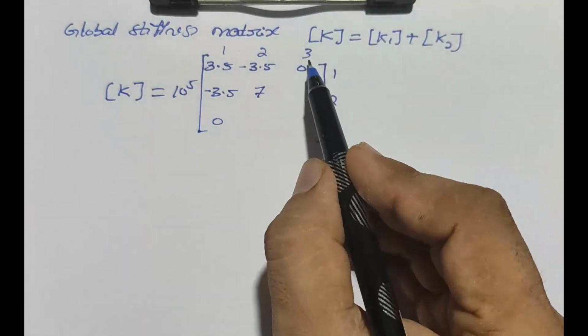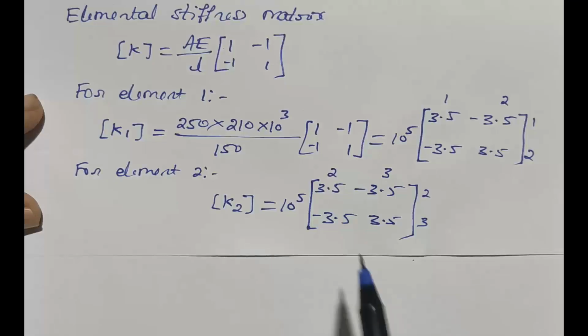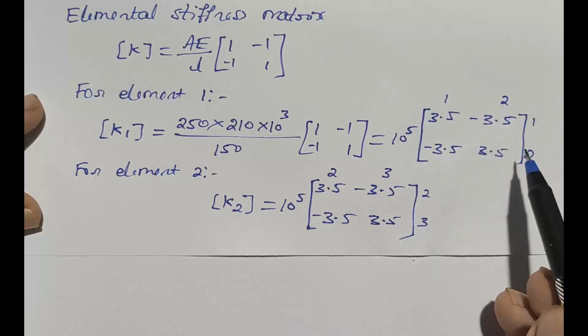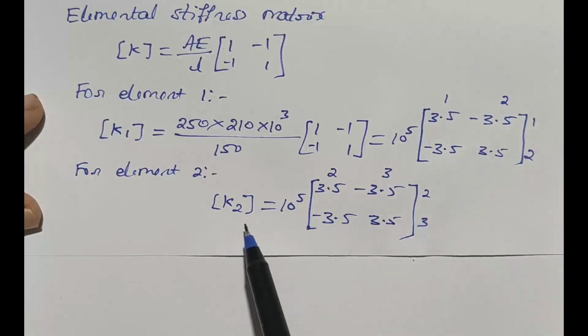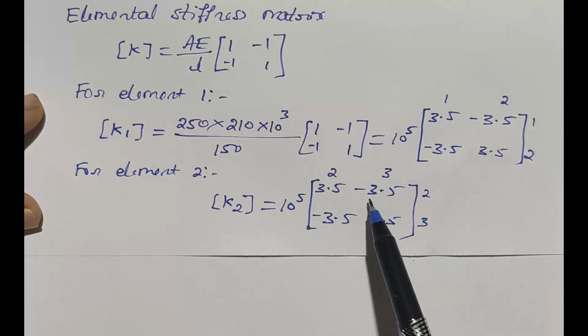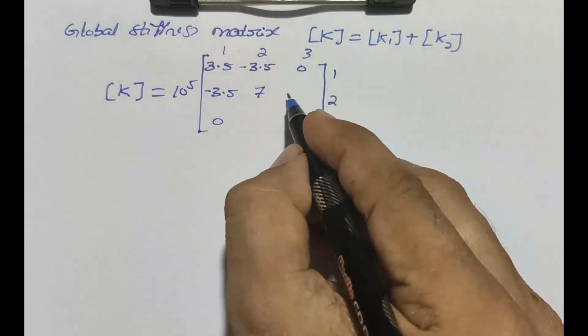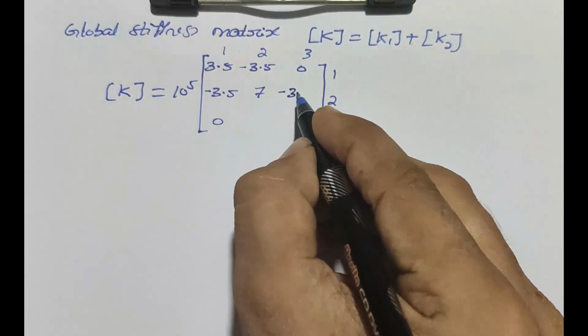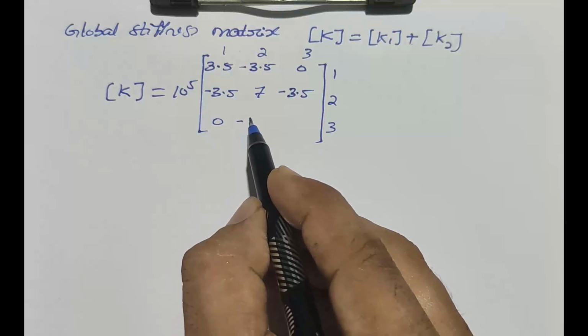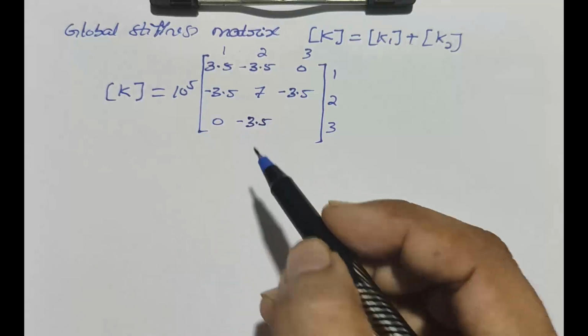Next we need element corresponding to 3 and 2. See K1, here we don't have any element corresponding to 3 and 2. But in K2 we have element corresponding to 3 and 2, that is minus 3.5. Therefore here we will get minus 3.5. Next here I can write minus 3.5 because of symmetry.